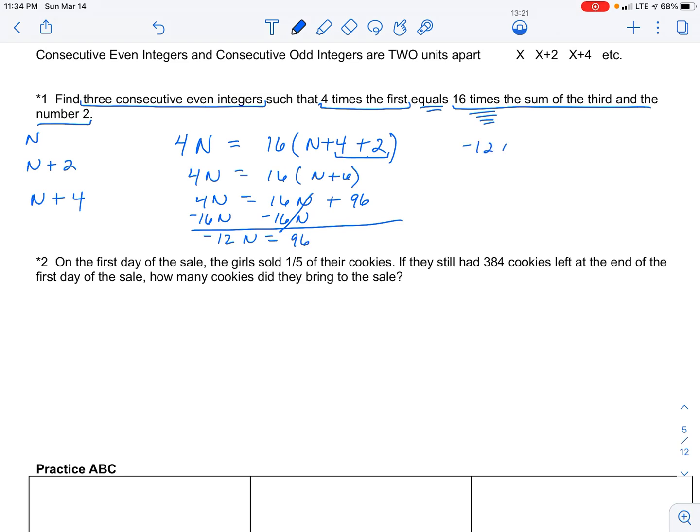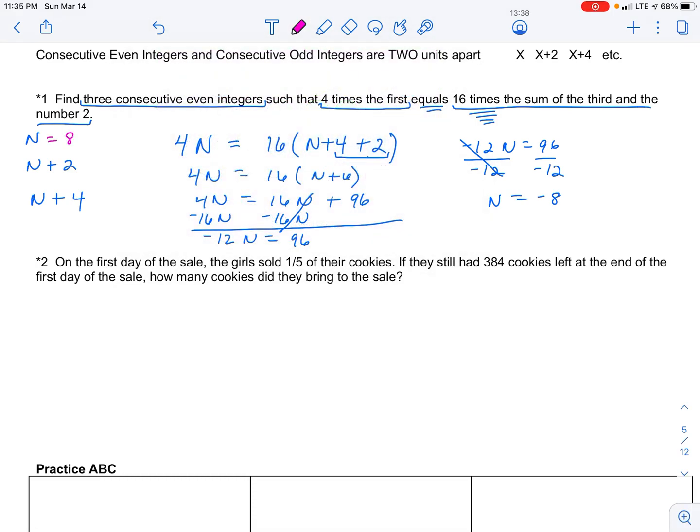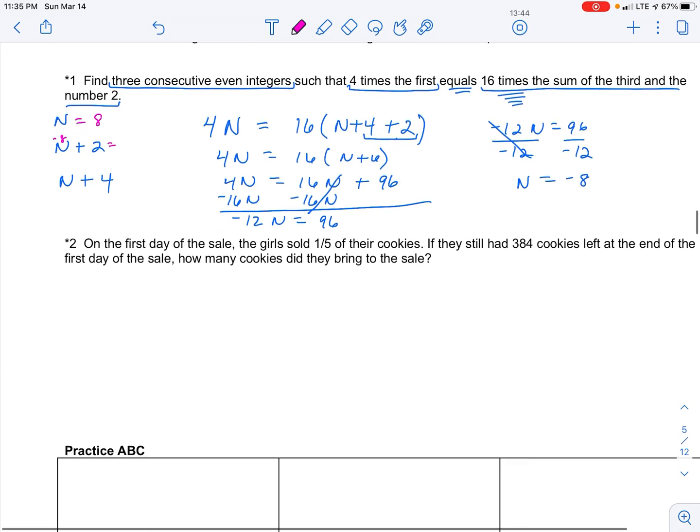Let me bring that up here because I'm running out of room. I'm going to divide by negative 12. That'll make my n positive. And 96 divided by 12 is 8, so negative 8. So my first integer equals negative 8. We're going to put a negative 8 in for each one of these n's. You're going to get negative 6. Put negative 8 in down here, and you're going to get negative 4. So negative 8, negative 6, and negative 4. There's your 3 consecutive even integers. Okay, see how that works?